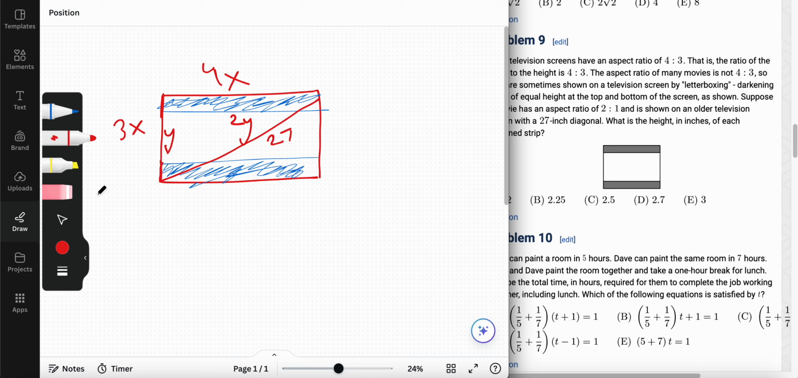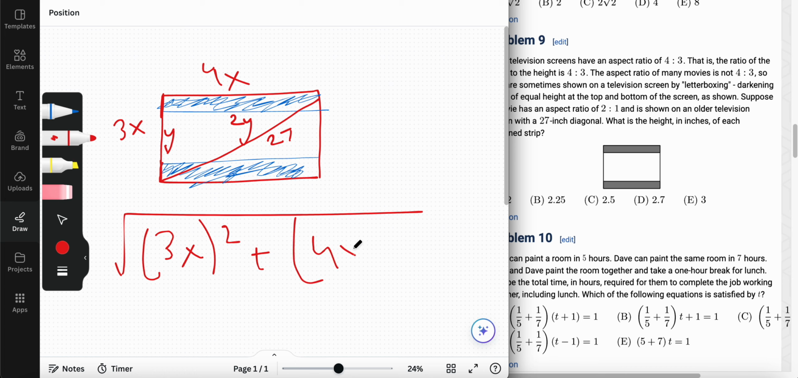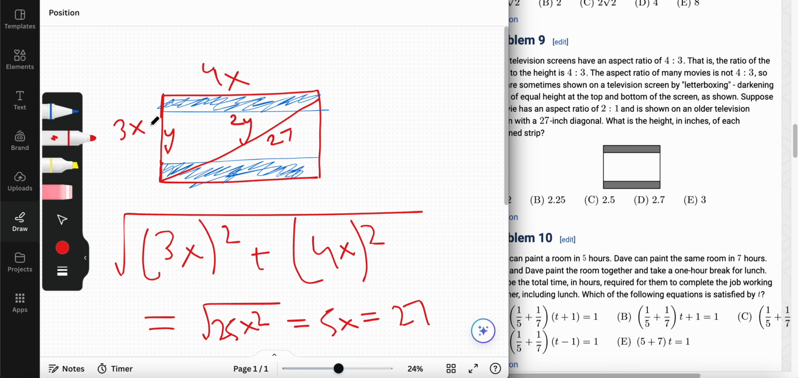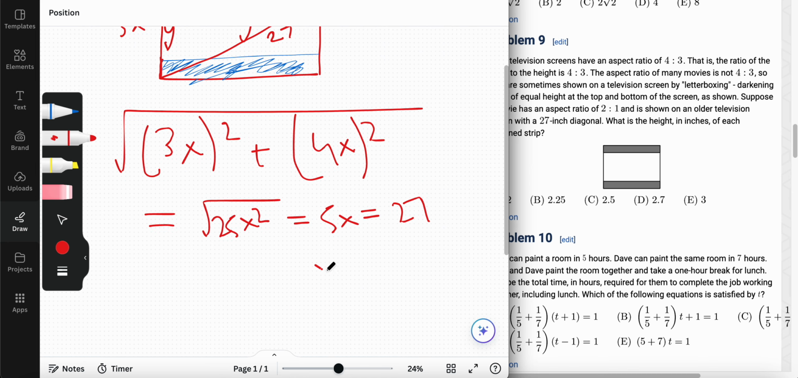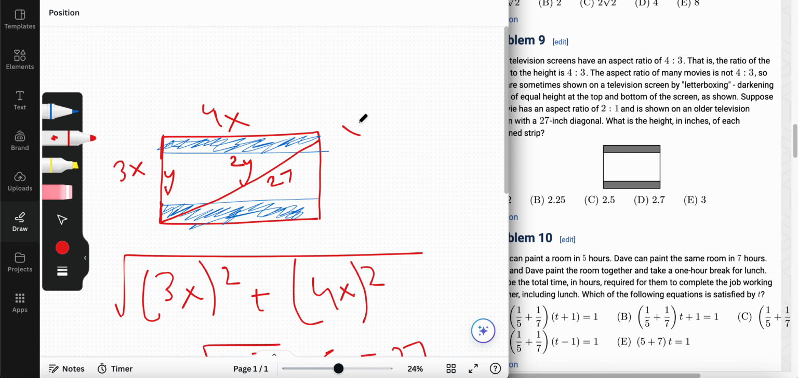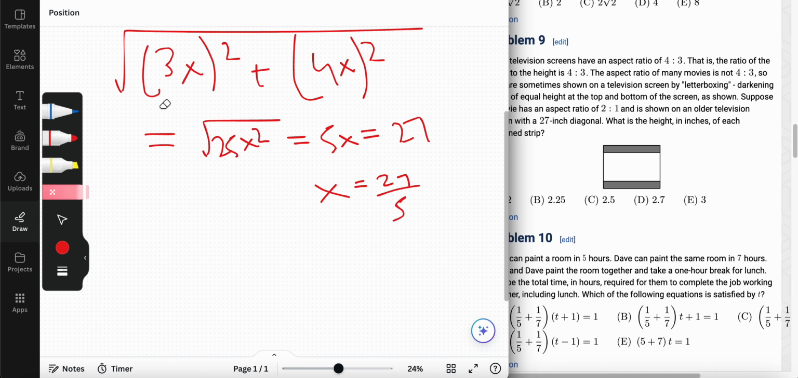Now I can use the Pythagorean theorem. I get the square root of (3x)^2 plus (4x)^2. This is just the square root of 25x^2, which is 5x. And this is equal to 27. a^2 + b^2 = c^2. And x is equal to 27/5. Okay, I can rewrite this up here, and I can erase all of this.